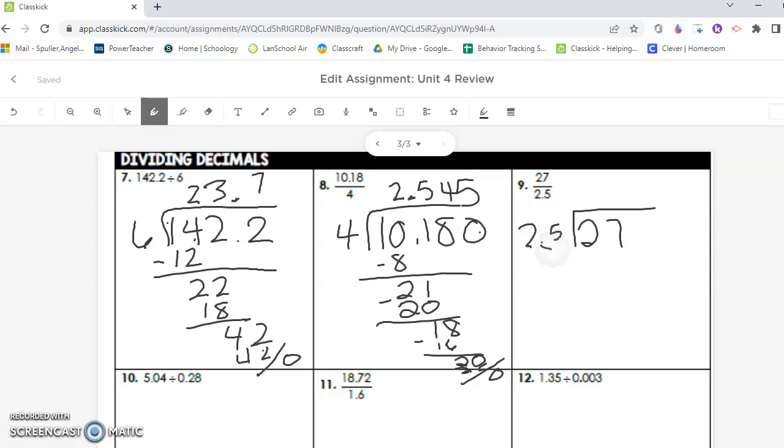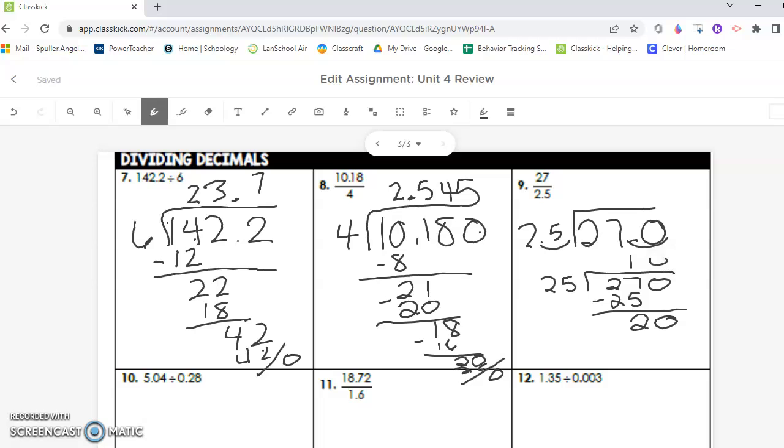All right, so here we have 27 divided by 2.5. Now remember, I'm going to move my decimal. So here's my decimal. I have to move it here. So now I have 25 goes into 270. 25 goes into 27 one time. That gives me this. I bring down, subtract it 2, bring it down.